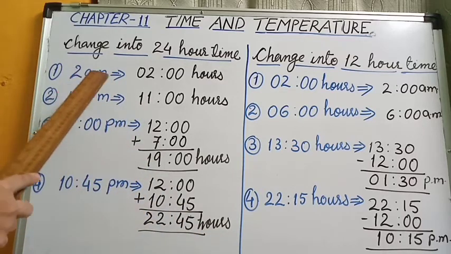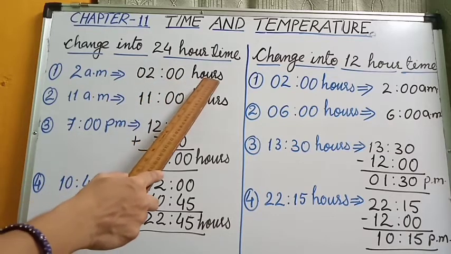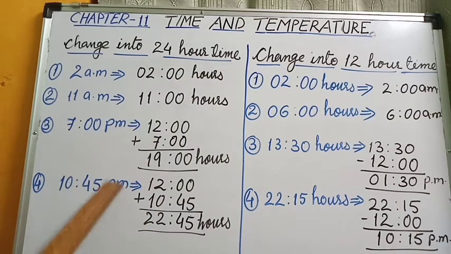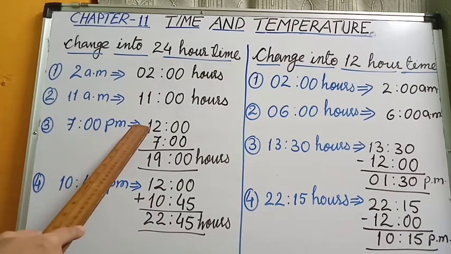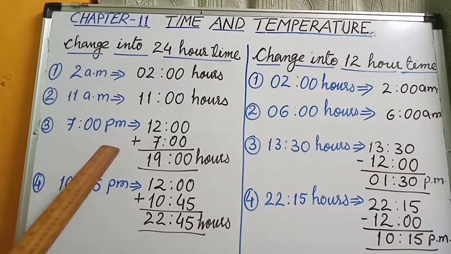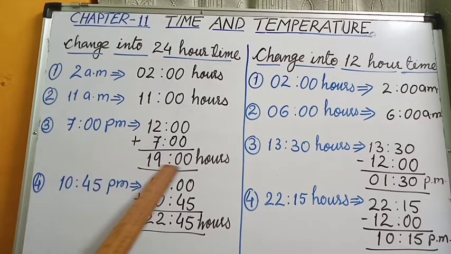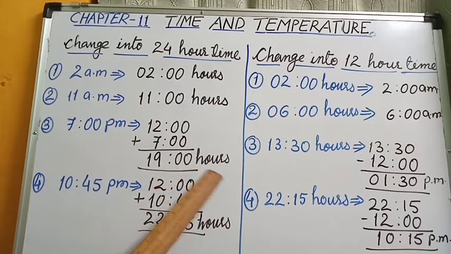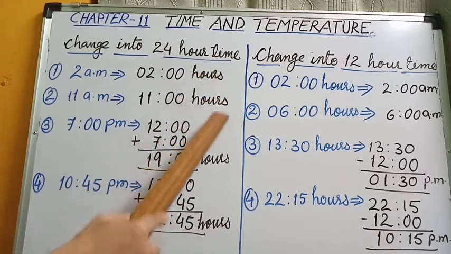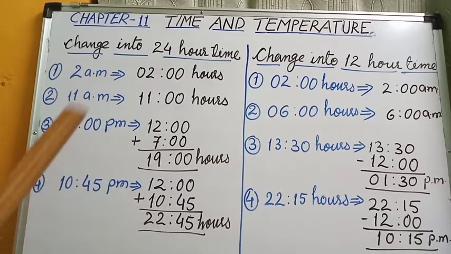Whenever the time is given in AM, we have to just copy down the digits and add hours. And when the time is given in PM, we have to add the timings with 12. Because PM means after 12 noon, so we have to add the given time with 12. So we can get the 24-hour time clock. And remember, the 24-hour time clock can only be represented in hours, and AM PM means it is the 12-hour time clock.